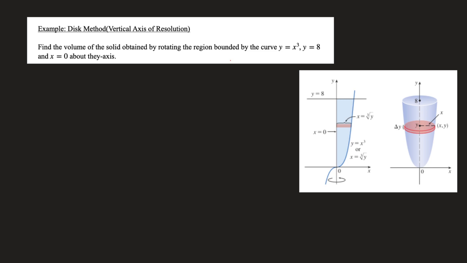So that's how I sketch it. This is y equals x cubed. This is y equals 8. Here is x equals 0, which is the y-axis. That makes the reason, so this one is rotated about the y-axis. Then we're going to sketch the rectangle perpendicular. Guys, remember the perpendicular rectangle.